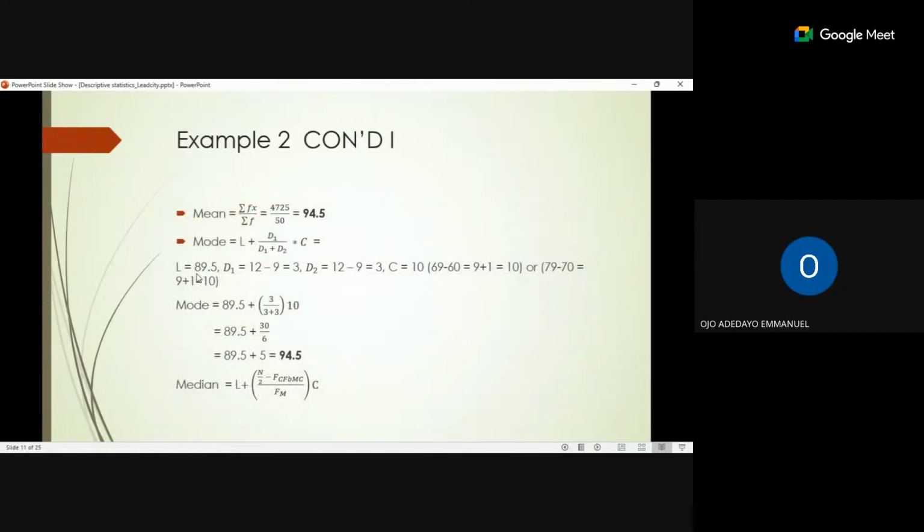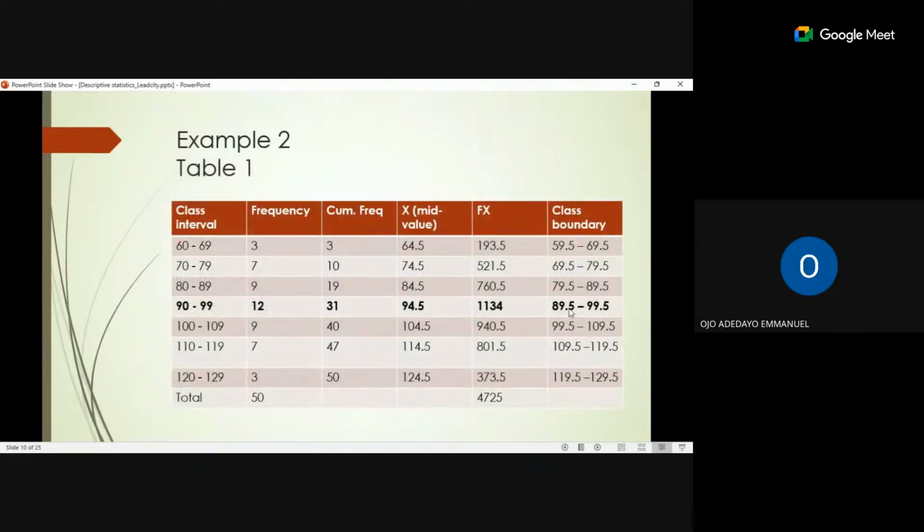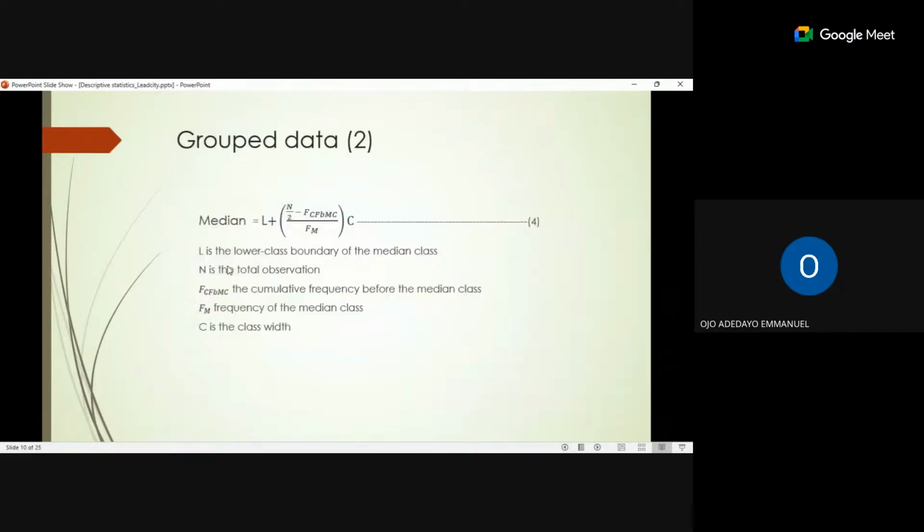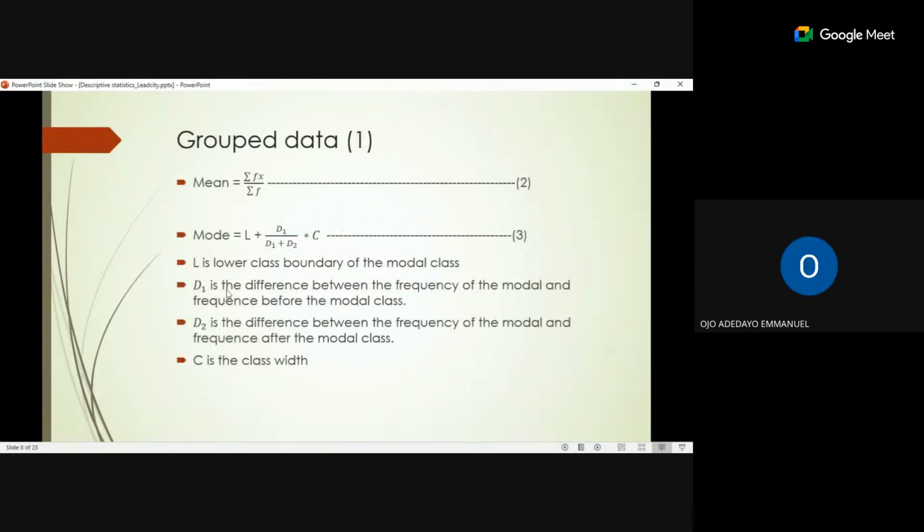Now, if you look at it again, the lower class boundary, which is L, is now what? 89.5 from this our table. The lower class boundary of the modal class is 89.5. So that is our L. That is how we normally get our L. Note that it is very, very important. What is our D1? Recall that I told us that our D1 is the difference between the frequency of the modal class, we've gotten the frequency of the modal class, and the frequency before the modal class.